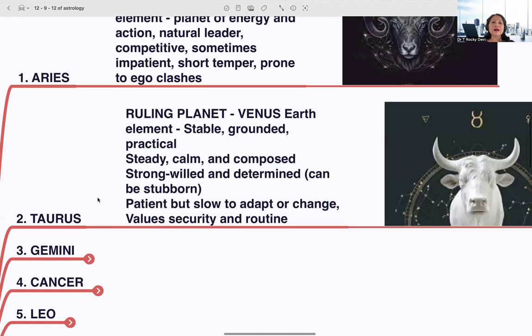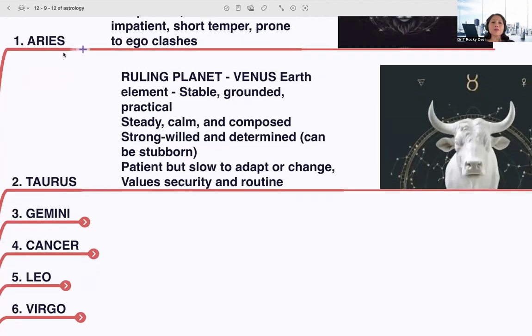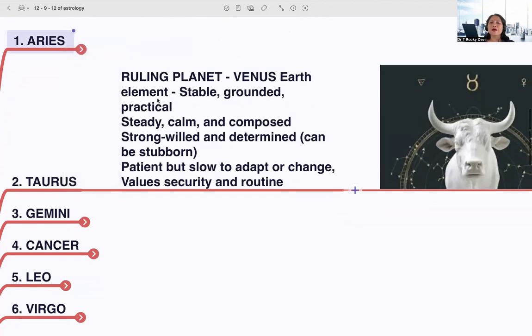So how is the Taurus nature? Taurus is by default called an earth element, and the ruling planet for Taurus is Venus. Venus is for beauty, and for the love of calm and peace. This particular Rasi, Taurus or Rishabha, is mostly stable, grounded and practical in nature, as well as very steady, calm and composed, and a strong-willed and determined person.